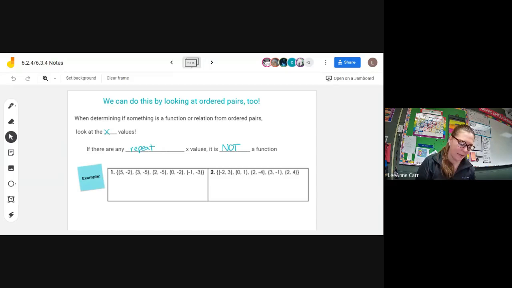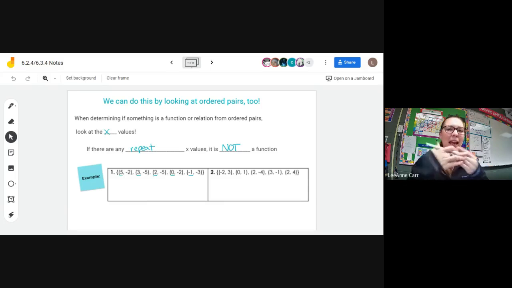So here we go. I'm going to underline all my X's just so I have a good idea of what's going on. So all my X values in this possible function are 5, 3, 2, 0, and -1. Do we see any repeat X values? No, we do not. There are no repeats. None of those are the same number.